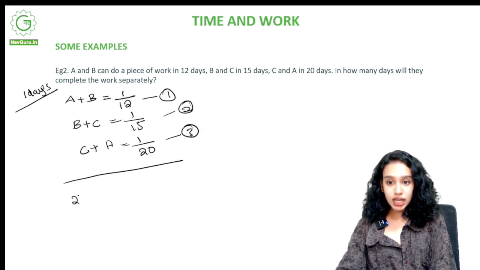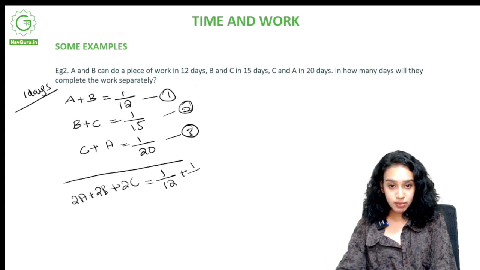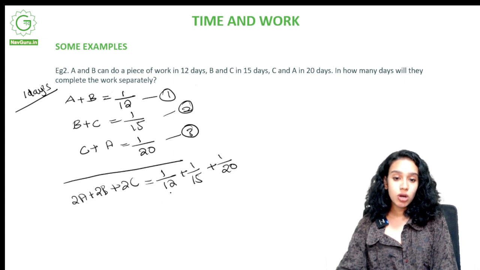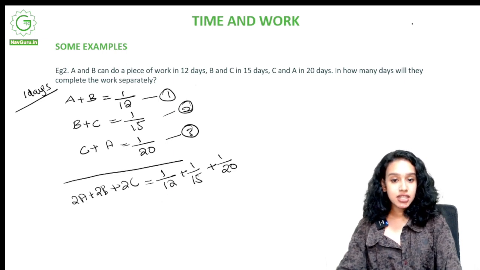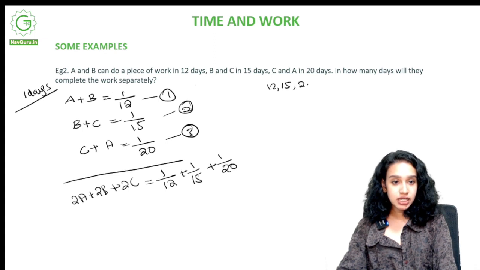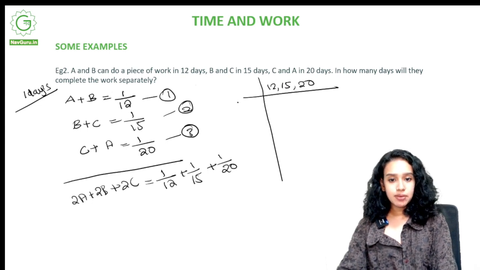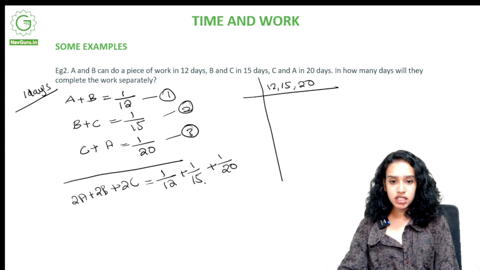It gives us 2A plus 2B plus 2C is equal to 1/12 plus 1/15 plus 1/20, right? So what is the common factor here? Let's see the LCM of 12, 15 and 20. So 12, 15 and 20, we take the LCM. Is 2 divisible? No. Is 5 divisible? No. So let's see.